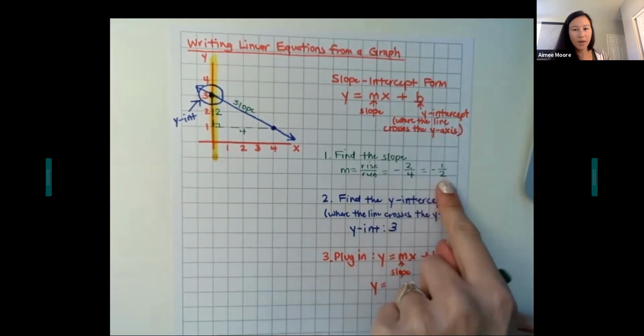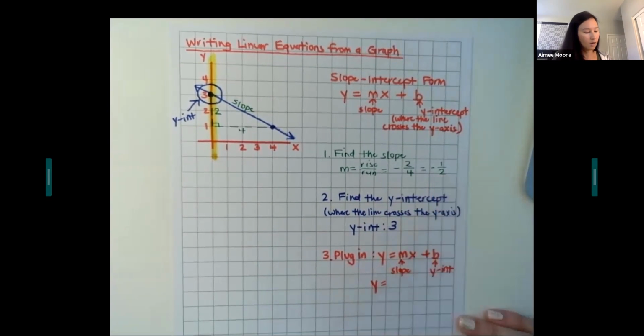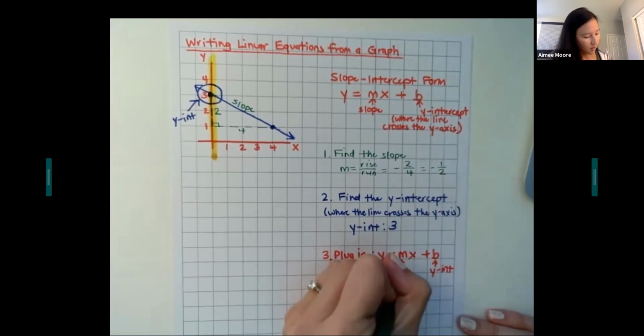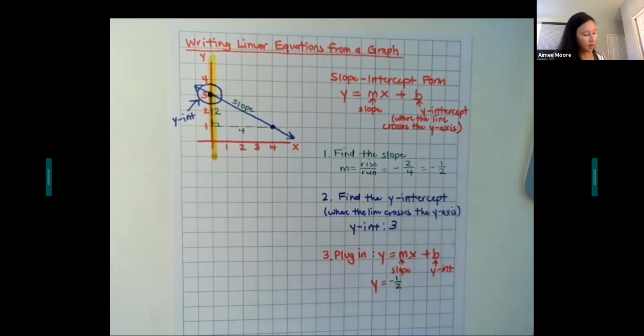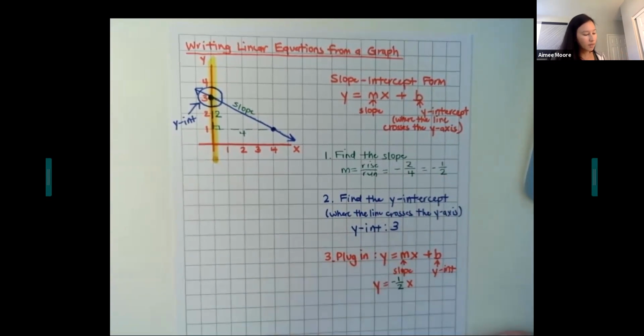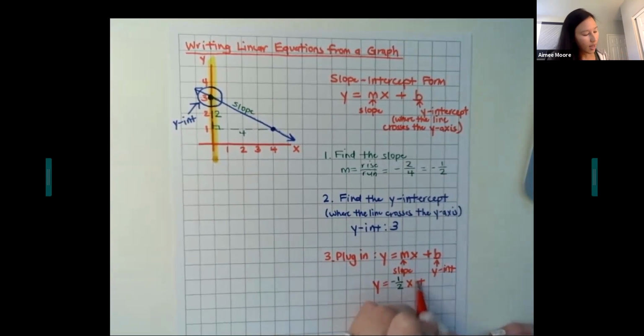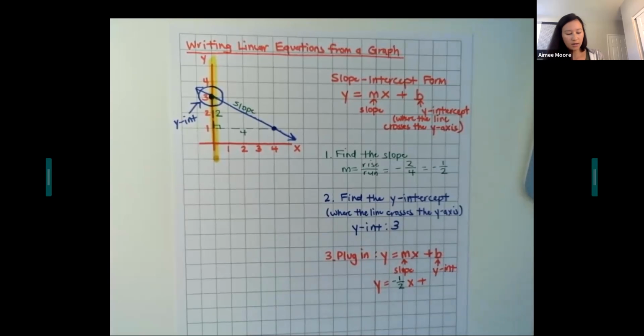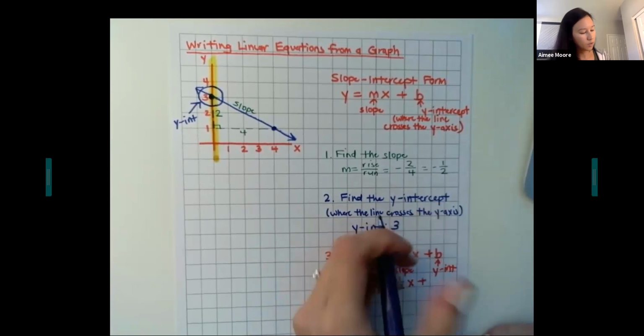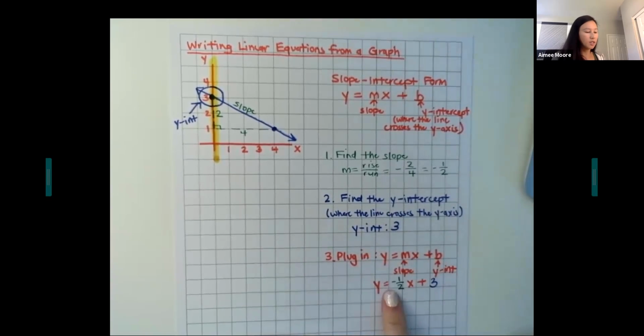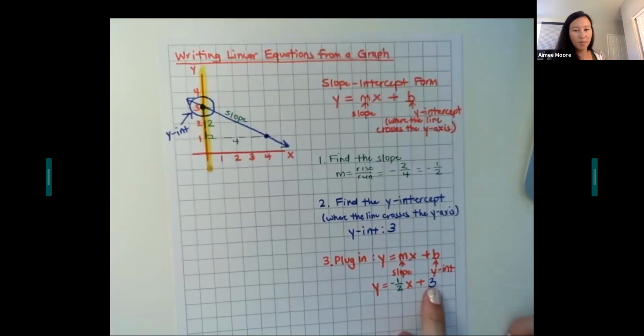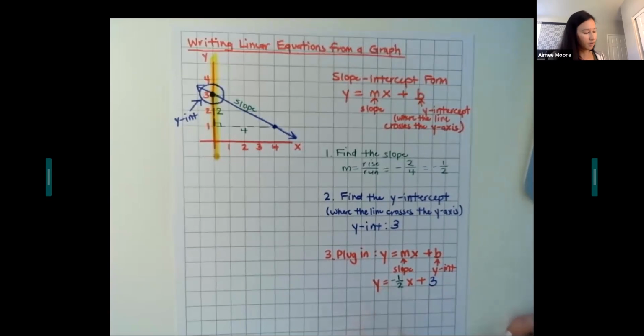We just go back up here. Negative 1/2. Right, so we're gonna put in negative 1/2. And then x is a constant, so that's always gonna be there, plus our y-intercept, which we just found, which was 3. So we literally just put in our m, put in our b, and we have our equation. It's y equals negative 1/2 x plus 3.